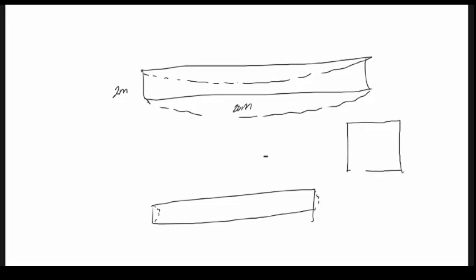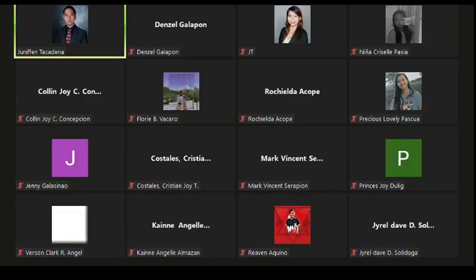Kung niloadan mo yan, let's say naglagay ka dito sa gitna, this is top view, naglagay ka ng load dito sa gitna. Ang mangyayari dyan is magde-deflect siya along the length, and at the same time magde-deflect din siya dito. Parang ganyan magiging itsura ng deflection niya. So, ganun yung kaibahan ng one-way slab and the two-way slab.